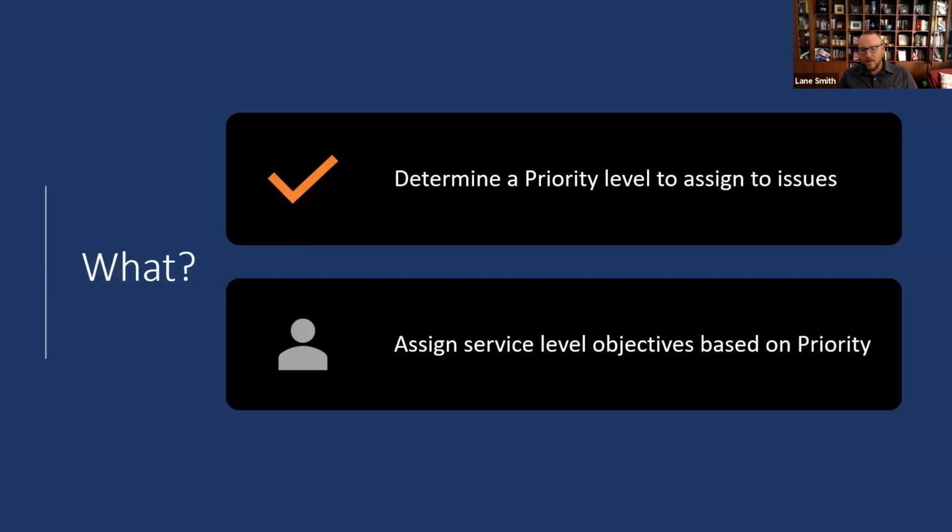All right. So what we're going to talk about today is how do we create this SLA, right? So first off, we need to determine a priority level for all the issues. Okay, so P1, P2, P3, P4, P5. So we're going to talk about how to do that right now, and that's a big question mark, right?